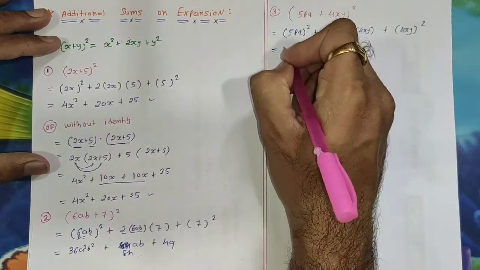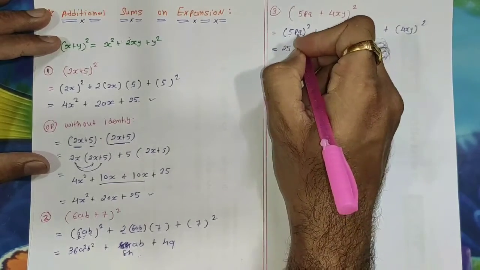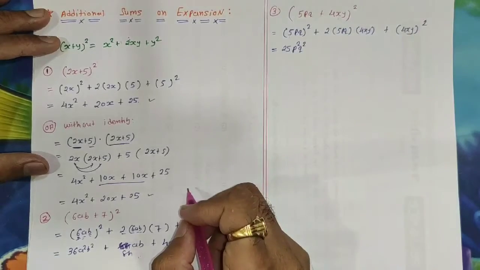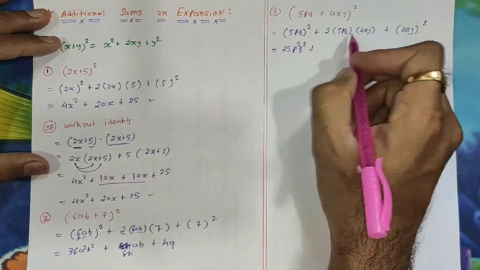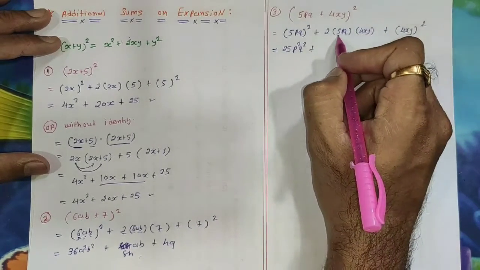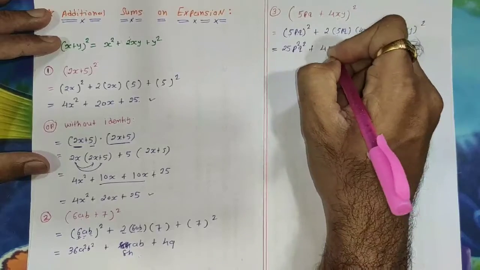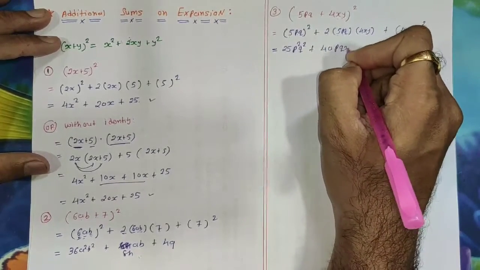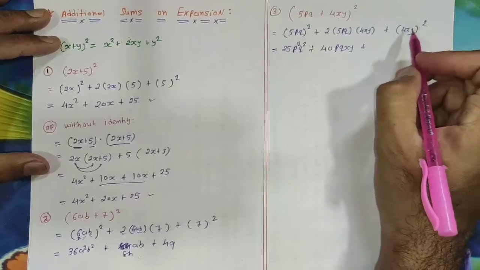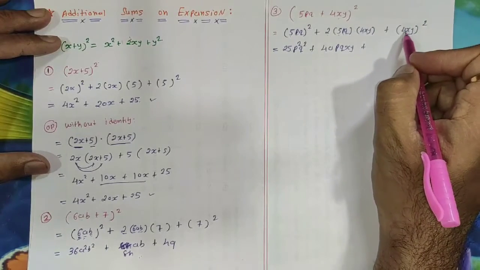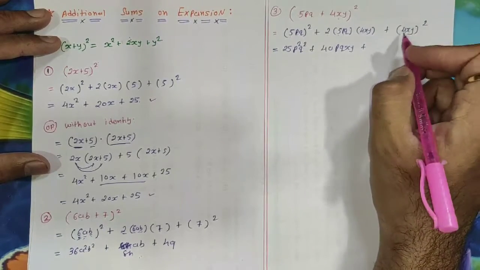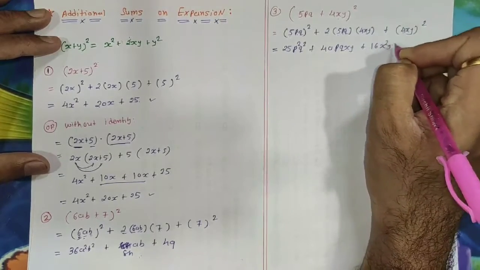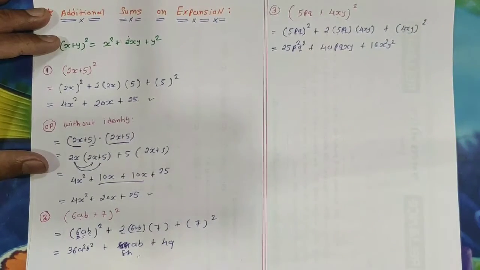So 5 square will be 25, p square will be p square, q square will be q square, plus multiplication of these: 2 5s are 10, 10 4s are 40, and multiplication of pqxy, so it will be 40pqxy, plus the square of this 4xy, 4 square x square y square, 4 square is 16, so 16x square y square. Done, students?